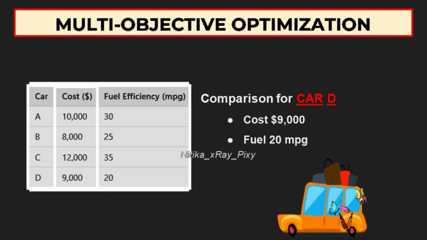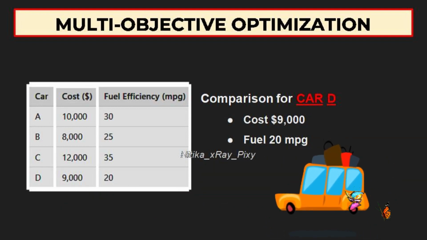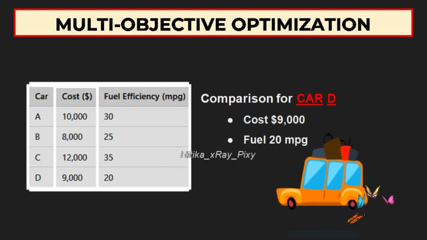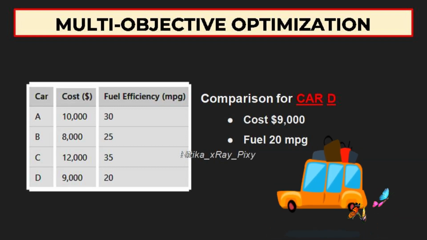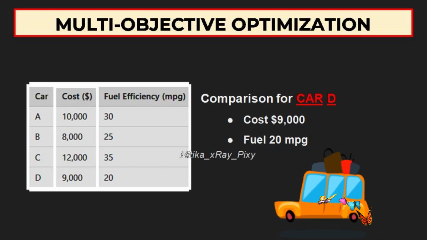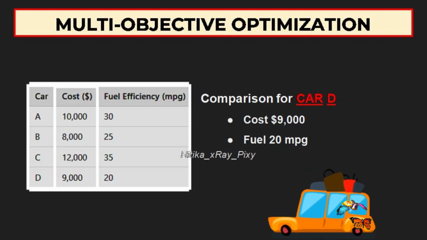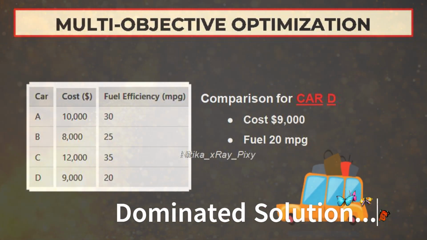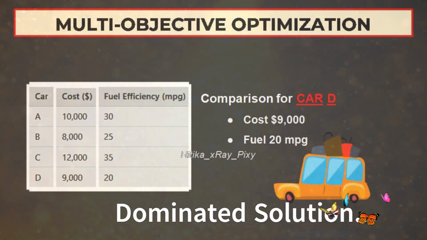Last one we have car D. The cost for this we have $9,000. The fuel efficiency for this we have 20 mpg. Now in this case, when we compare this car with A, B and C, you can see car B has less cost, that is $8,000, and it offers more fuel efficiency, that is 25 mpg. So this is a dominated solution. So car D is a dominated solution.